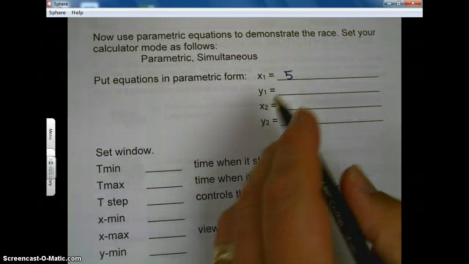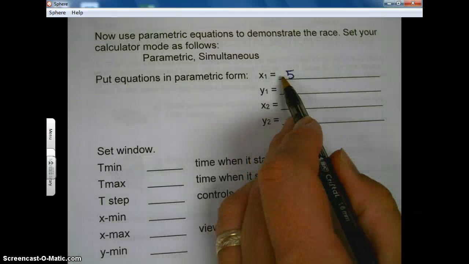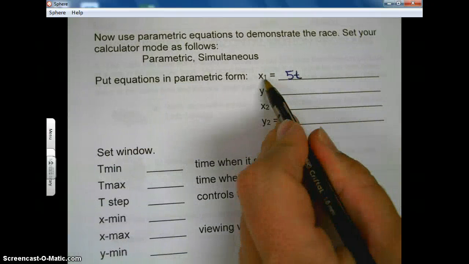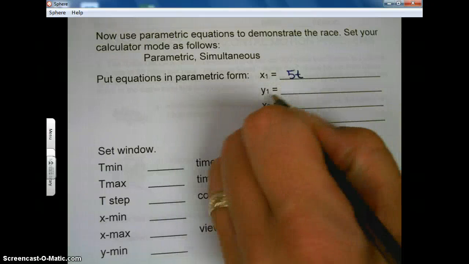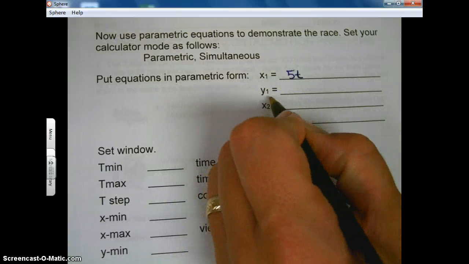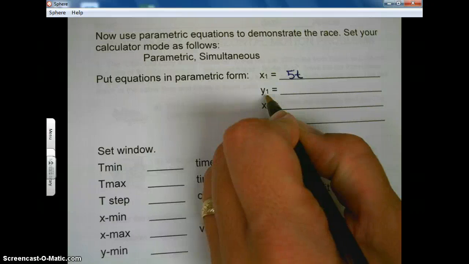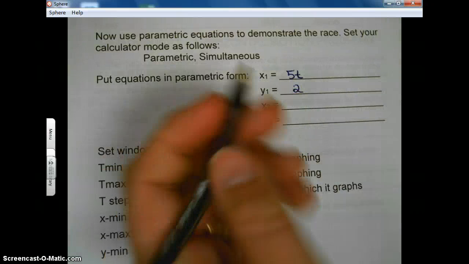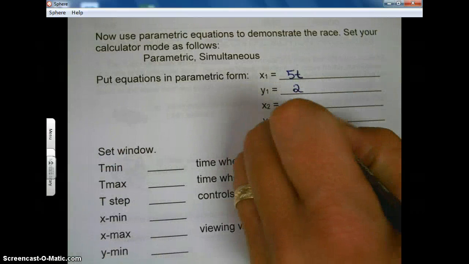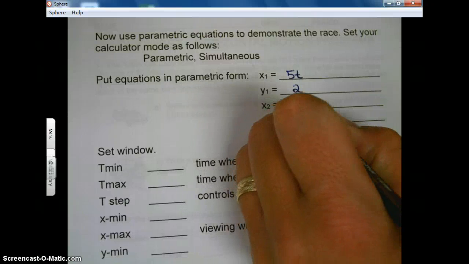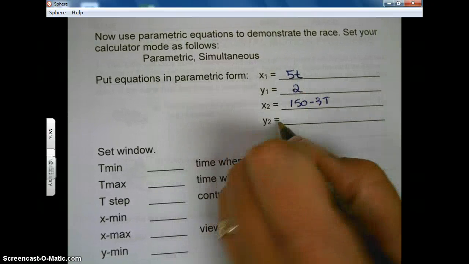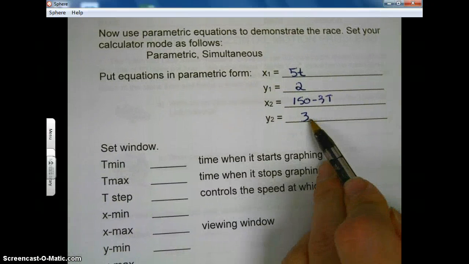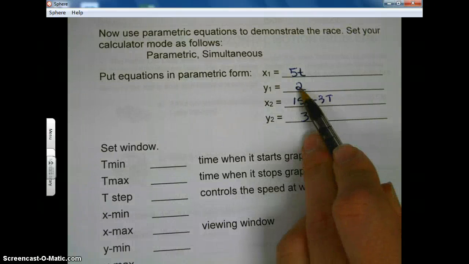Okay, so x sub 1 is going to be our turtle's horizontal motion. Y sub 1 will be where the lane in which the turtle is going to run across the screen. So let's put the turtle in lane 2. X sub 2 is going to be the horizontal motion of the snail. And let's put the snail in lane 3. That's kind of like the position on the screen. So the snail will be on top, the turtle will be on the bottom.